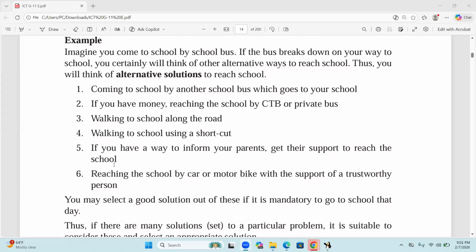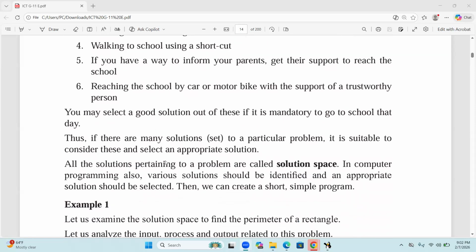So like that, there is a number of solution methods for a problem. So this is called alternative solutions. You can select any one of these according to the situations. Like that, in problem analyzing you can select from the alternative solutions.